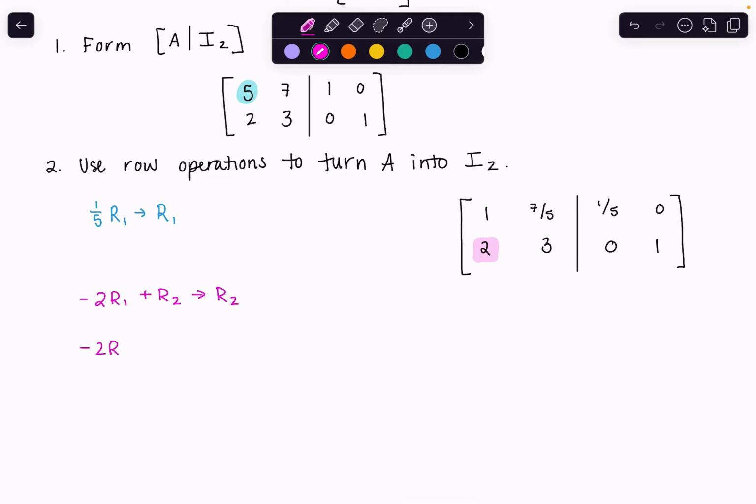So again, going to do all those operations on the side. We've got -2 row 1 plus row 2, and this is going to become our new row 2.